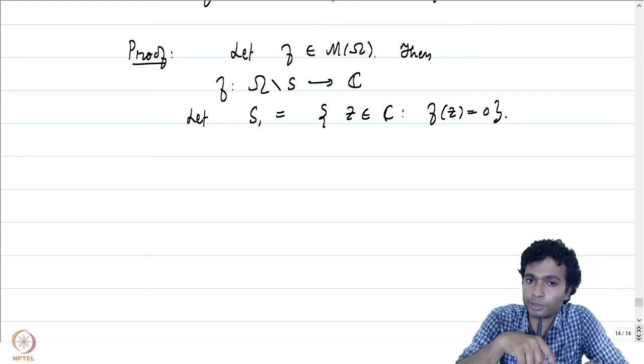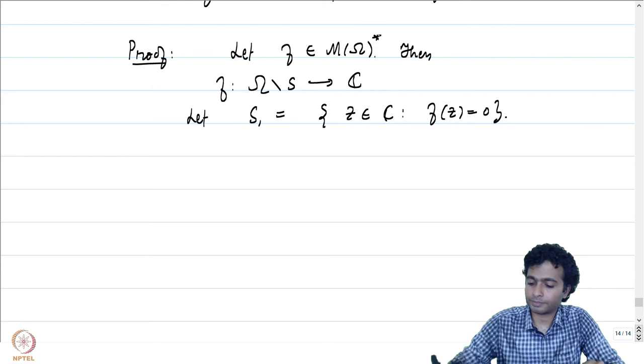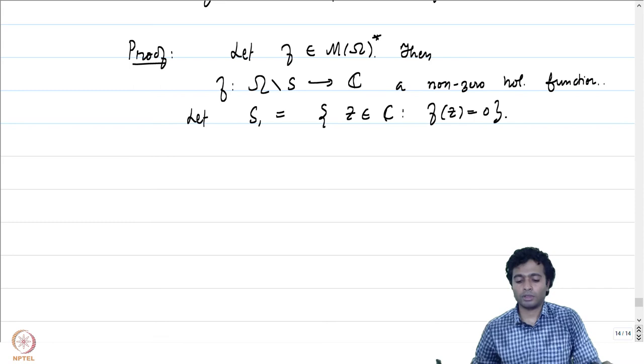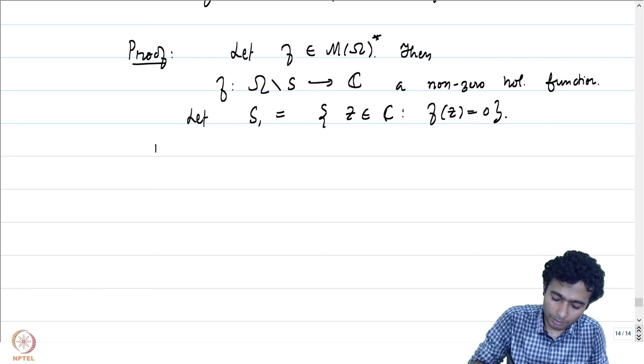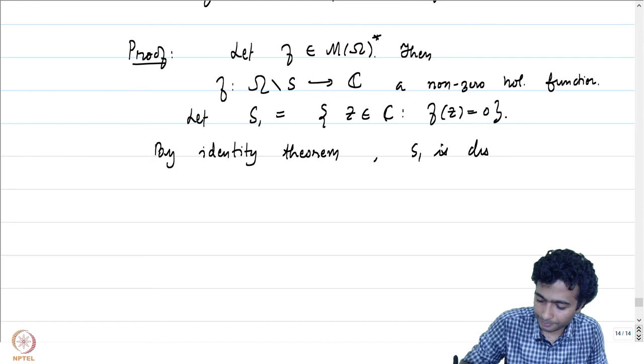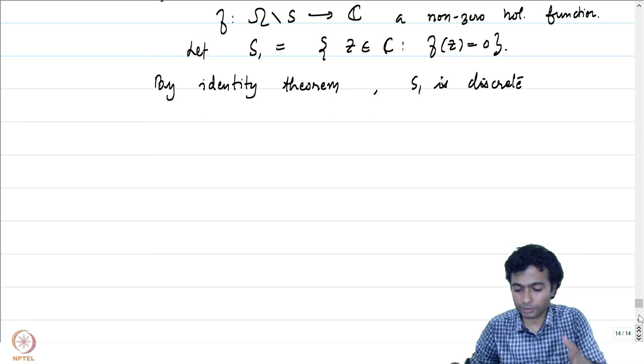Let f be in N(Omega) star. It means f is a non-zero holomorphic function on Omega minus S. So that means that the zeros are going to be discrete by the identity theorem. By the identity theorem, S1 hence is a discrete set, and therefore S union S1 is discrete.